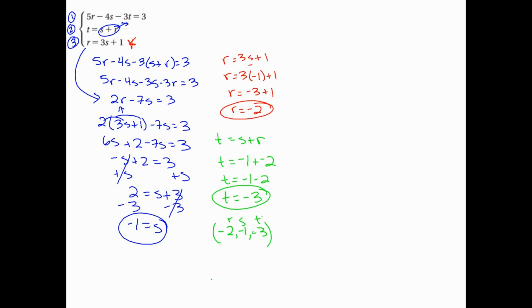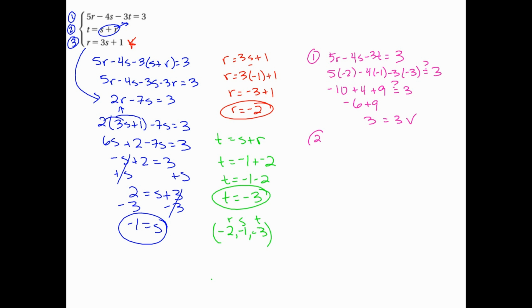And now I just want to go back quickly and check. So in our first one, we have 5r minus 4s minus 3t equals 3. And we're going to put in our numbers. So 5 times negative 2 minus 4 times negative 1 minus 3 times negative 3. Does that equal 3? Well, let's see. Negative 10 plus 4 plus 9. Negative 10 plus 4 gives us negative 6, and then plus 9, that gets us 3.